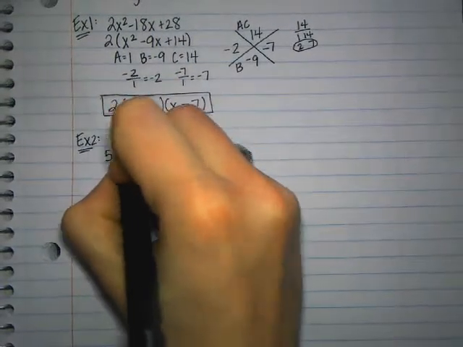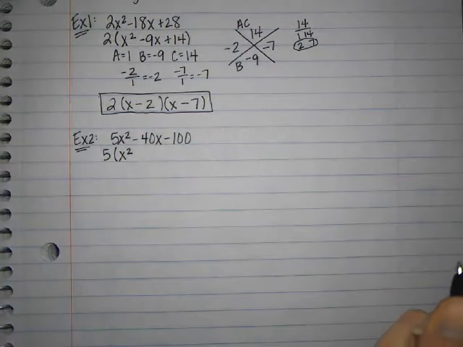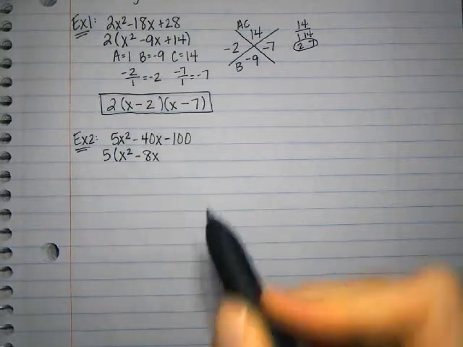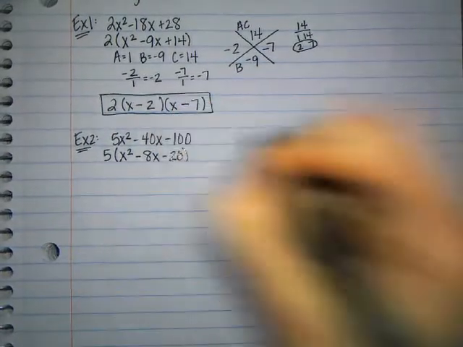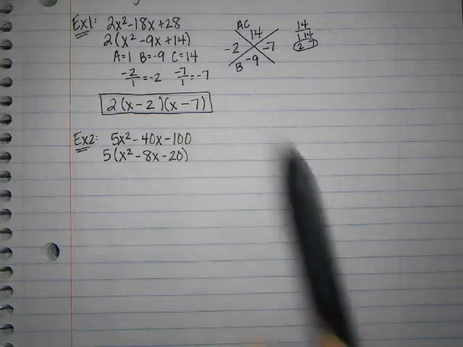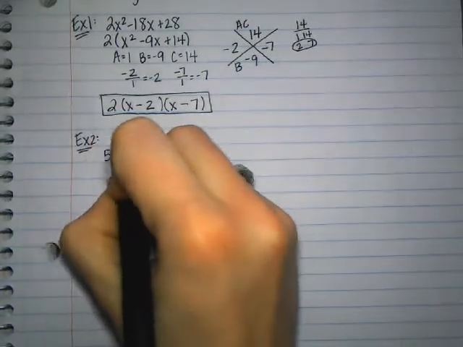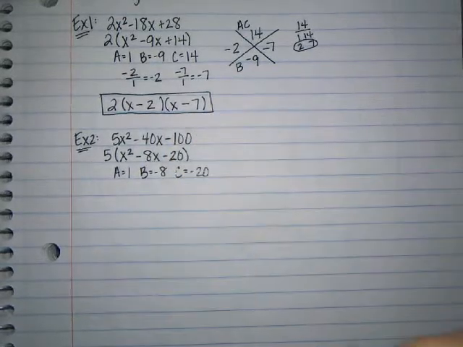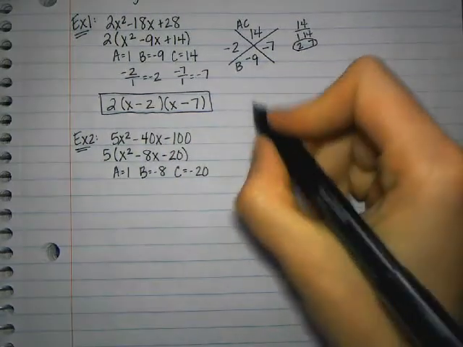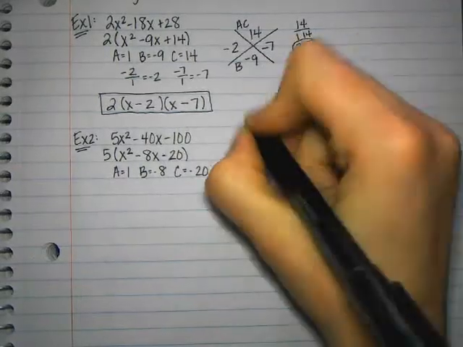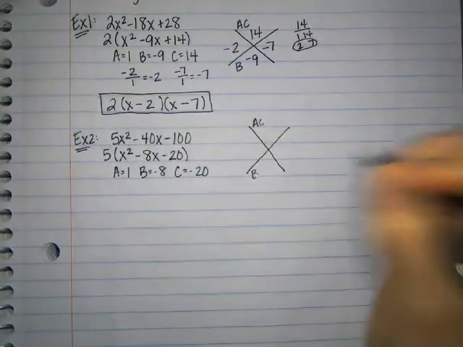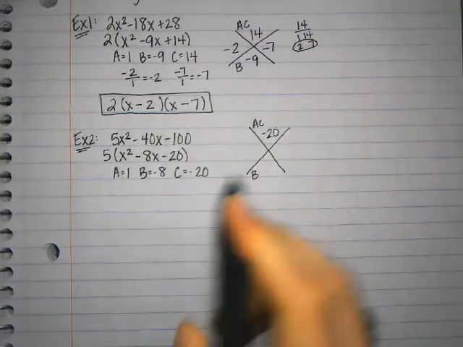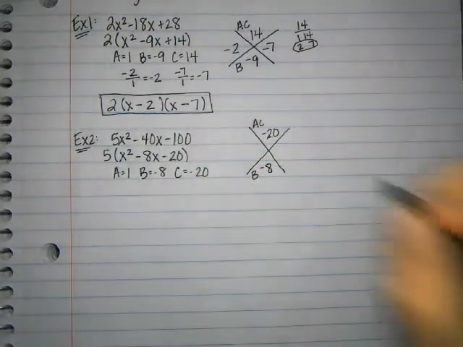5 divided by 5 is 1x squared. Negative 40 divided by 5 would be negative 8x. Negative 100 divided by 5 is negative 20. Definitely smaller numbers. A equals 1. B equals negative 8. C equals negative 20. Let's go ahead and make our x. A times C, B below. 1 times negative 20 is negative 20. B is negative 8.